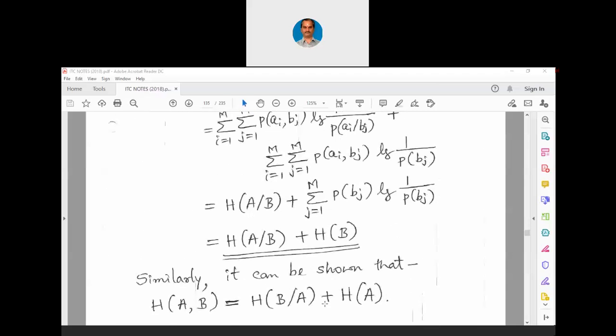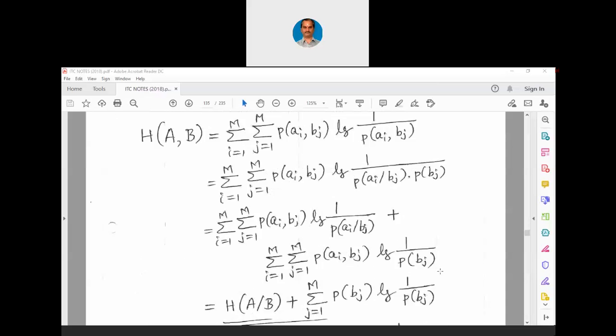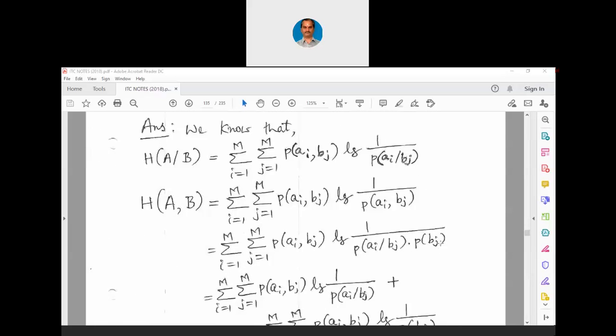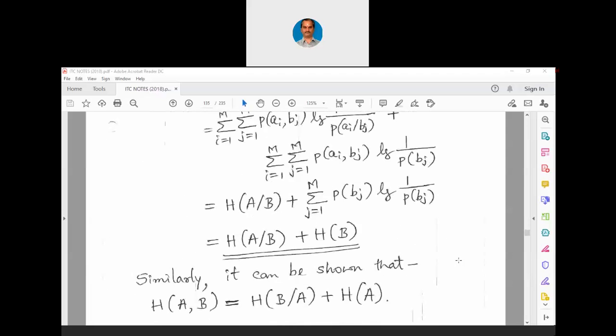Now similarly it can be shown that H of A comma B is equal to H of B slash A plus H of A, just by rearranging the same terms in the same manner. Instead of writing in terms of bj, we can write in terms of ai itself here and in terms of bj slash ai here. That way we can prove that H of A comma B is equal to H of B slash A plus H of A.